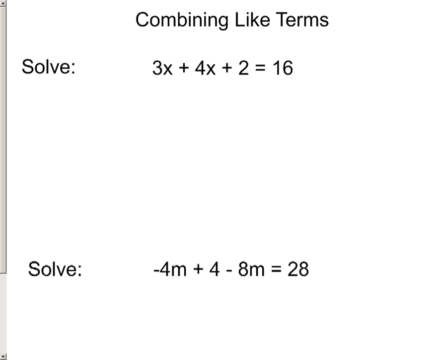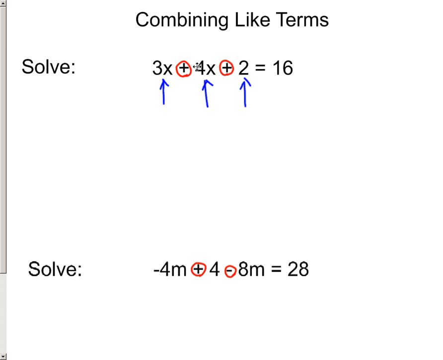We're going to take a look at how to solve equations where you have to combine like terms. Just to give you a very quick recap, terms are separated by plus and minus signs. So I'm going to circle all the plus and minus signs in these equations. That means that 3x is a term, 4x is a term, and 2 is a term.